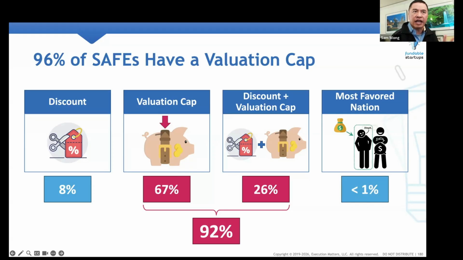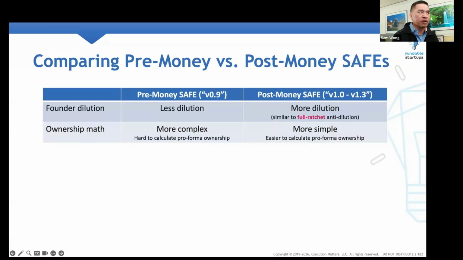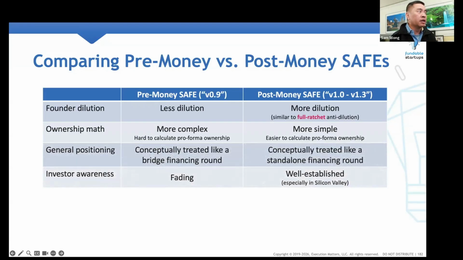Okay. There are other changes that happened from the 0.9 pre-money safe to the post-money version. I already mentioned the founder dilution. There's more dilution now with the post-money safe. The ownership math is simpler though. Okay. The general positioning, the pre-money safe was meant to be a bridge round, but today most safes are treated as if they're a standalone financing round, which means you're using a small tool that was meant to do one narrow thing, and you're now using it over and over again, which as you scale the usage, you don't always get the behavior that you were originally expecting.